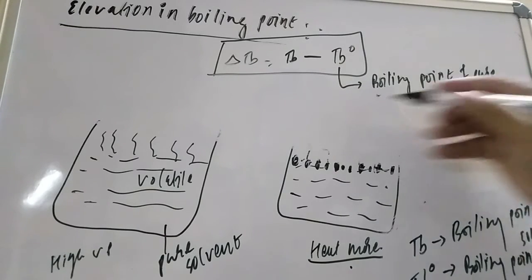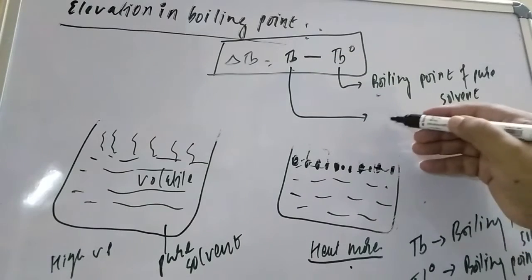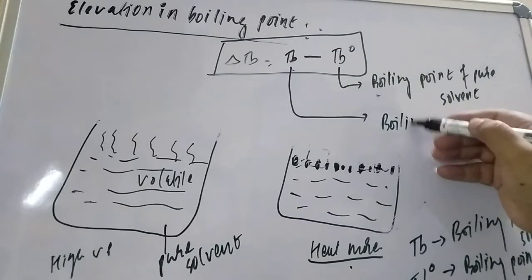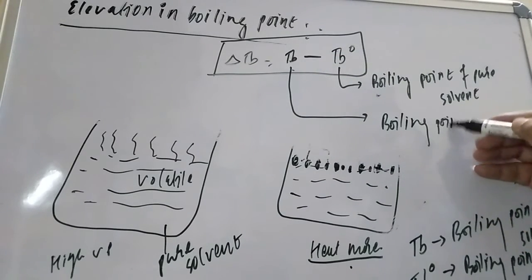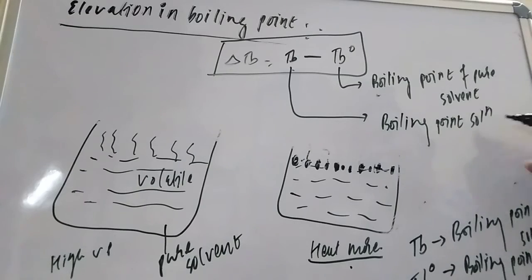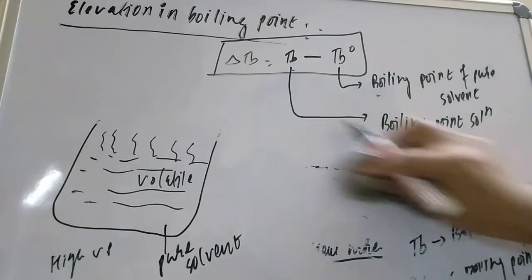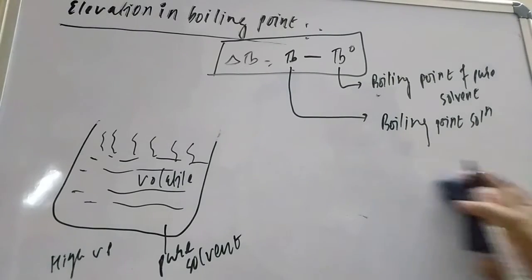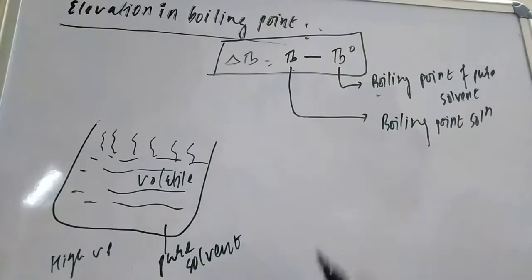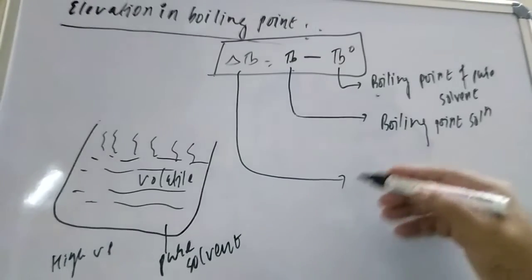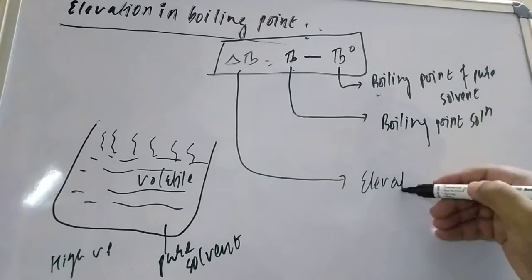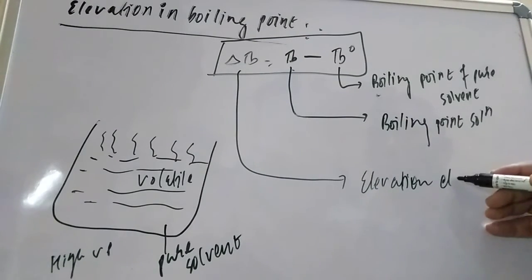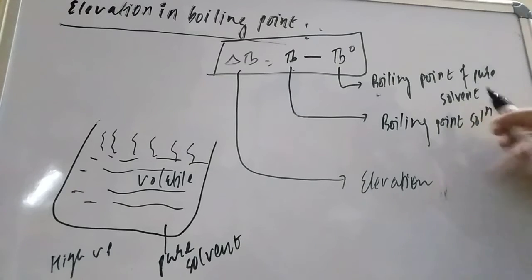Next, Tb is the boiling point of the solution containing non-volatile solute. And the last one, delta Tb, what is delta Tb, student? It is the elevation in boiling point. This is the elevation in boiling point.